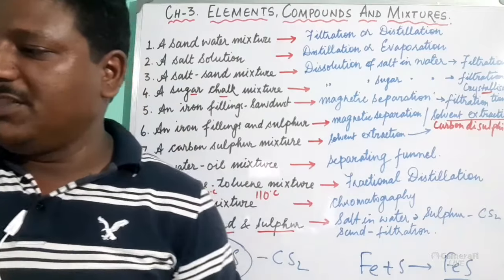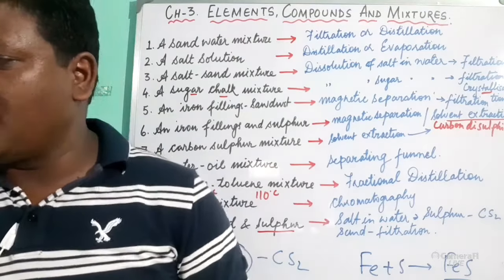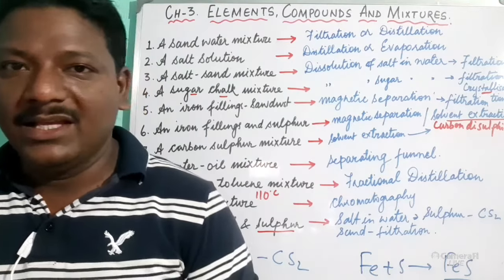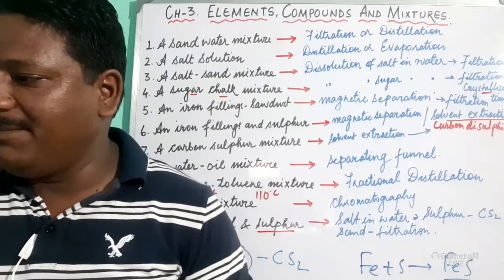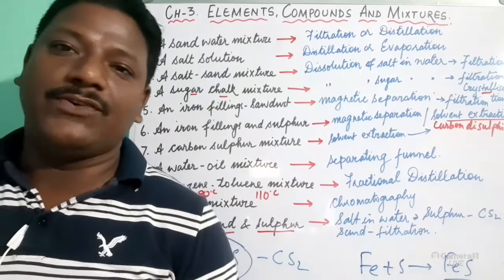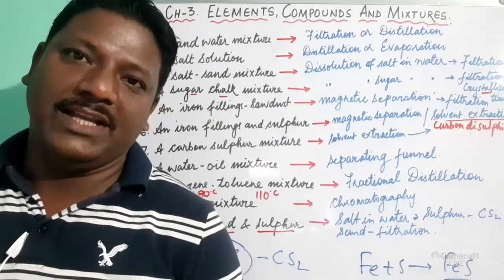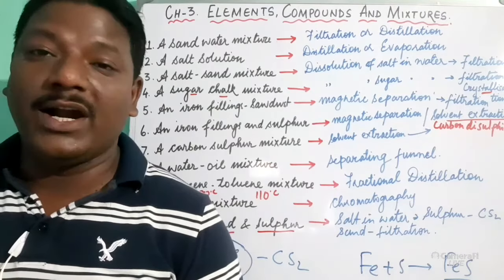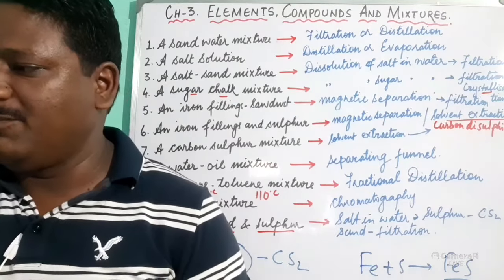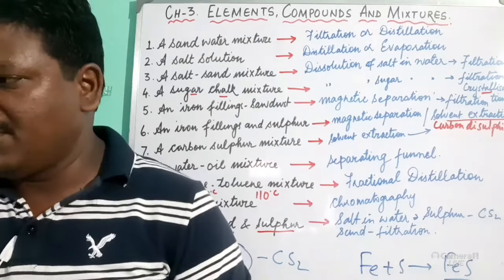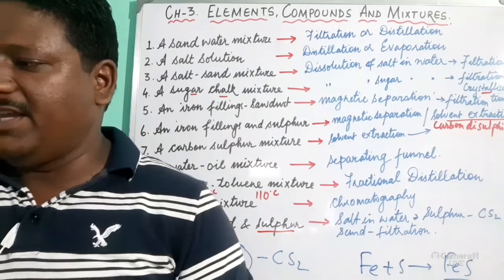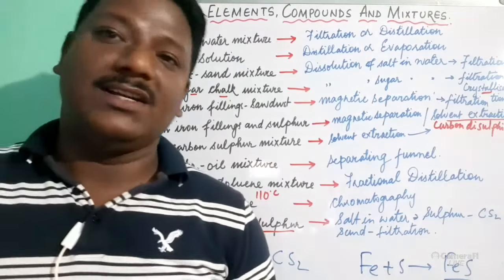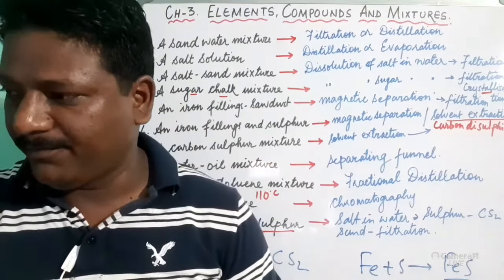Write T for true and F for false for the following statements. Number 1. An element contains more than one type of atoms. No, it is false. An element contains only one type of atoms. It doesn't contain more than one type of atoms. A compound contains only one type of atoms. This is also false. A compound doesn't contain only one type of atoms.